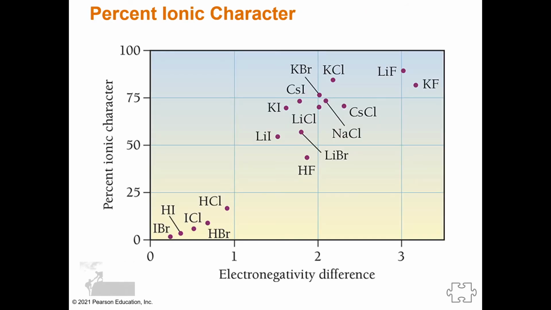Here you could see the relationship between percent ionic character and electronegativity difference. As electronegativity difference increases, the percent ionic character also increases. You could also see that there's no compound that has 100% ionic character. And actually, all of these compounds here, they are ionic. So with anything that has at least 50% ionic character, they would be considered ionic compounds.